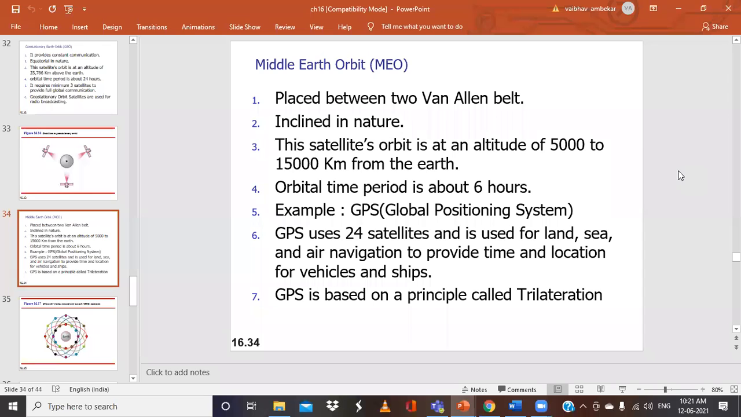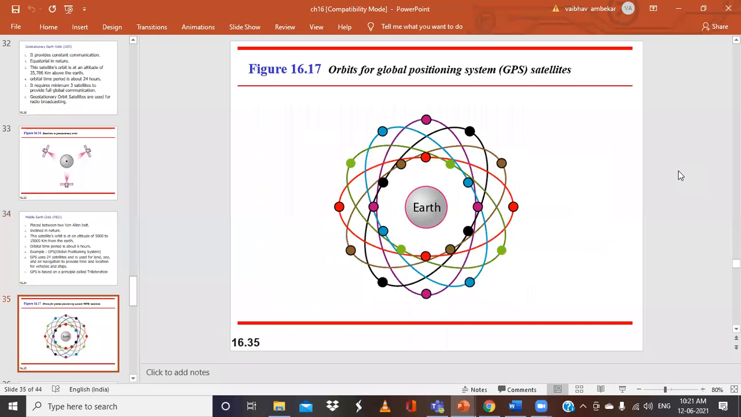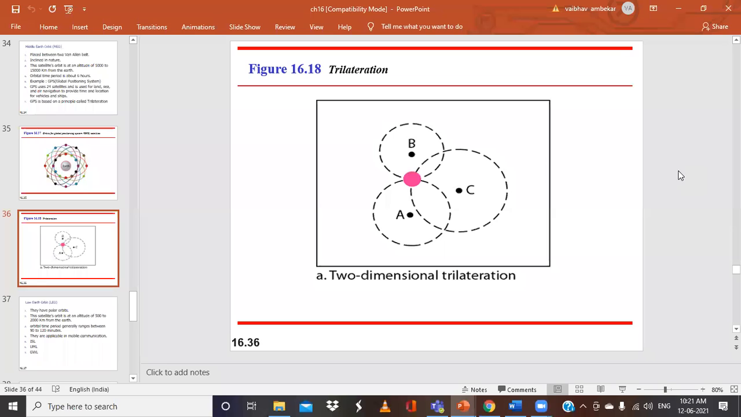Again, we also need to remember the concept of trilateration. A definition can be asked: what is the meaning of trilateration? In the notes I will provide you, but you should remember what trilateration means. Everyone got this? What is the meaning of trilateration, or what is the trilateration principle? Can somebody tell me what the meaning of trilateration is?